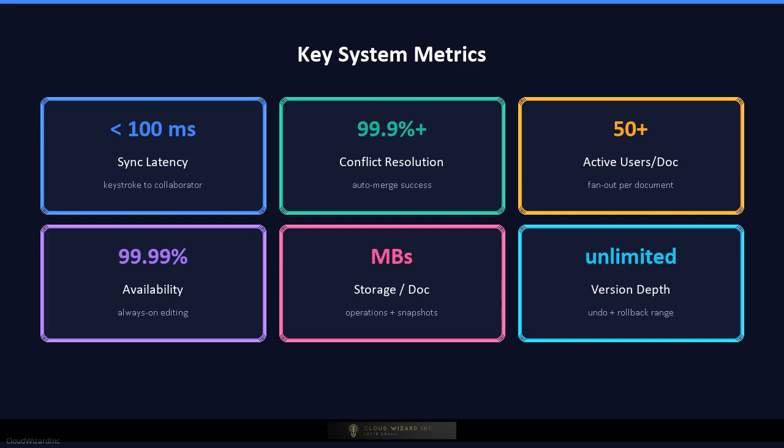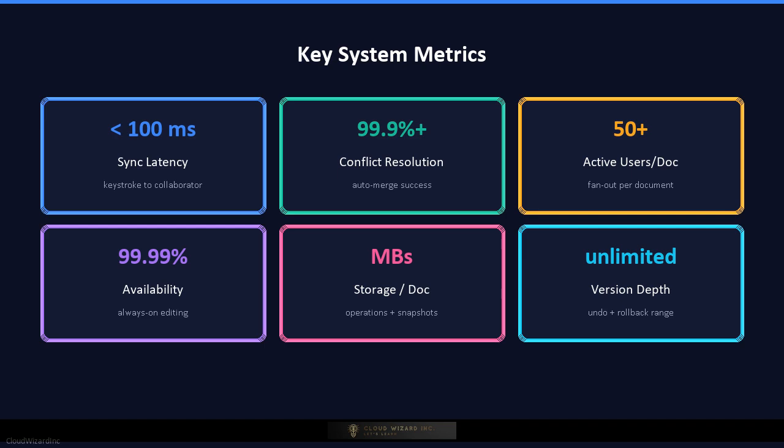The key metrics to memorize: End-to-end sync latency. The time from a local keystroke to the same character appearing on a collaborator's screen, usually targeting under 100 milliseconds. Conflict resolution success rate. The percentage of concurrent or offline edits that merge automatically without user intervention.